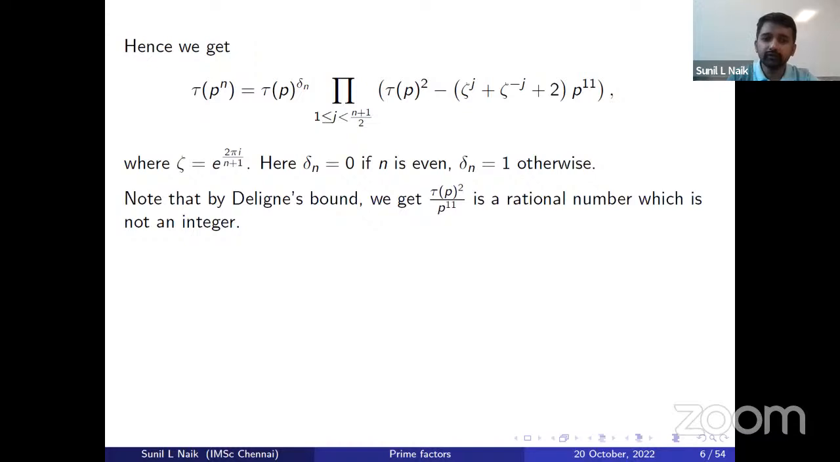By Deligne's bound, the modulus of tau of p is less than or equal to 2 into p power 11 by 2, and using the fact that tau of p is not equal to 0, we get tau of p square divided by p power 11 is a rational number, but it is not an integer.